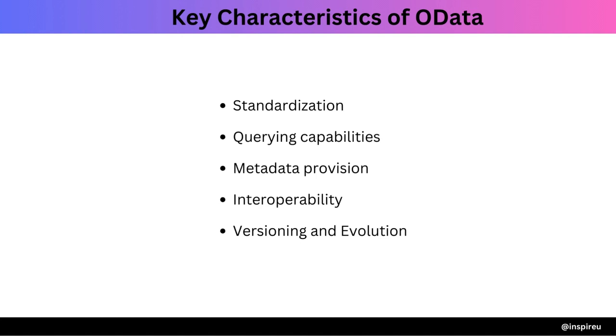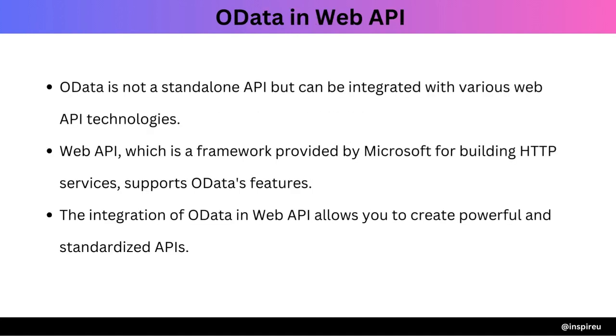Versioning and evolution. OData is designed to adapt and evolve. It allows for new features or changes to be introduced without breaking things for the users. This means that as the API improves, old versions can still be used, ensuring backward compatibility.